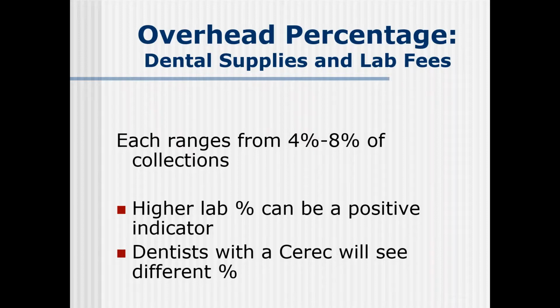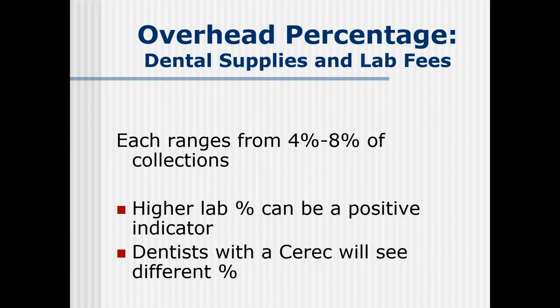Then we have the other two big expenses, dental supplies and lab fees. For the most part, these expenses each run at about 4 to 8% of collections. Now, keep in mind that with this overhead item, especially with lab, a higher percentage isn't necessarily a negative thing. It could just be that the practice is doing more high-end dental work than other practices, and because of that, they're paying more lab bills every year, and they're paying a higher percentage of their revenue towards lab.